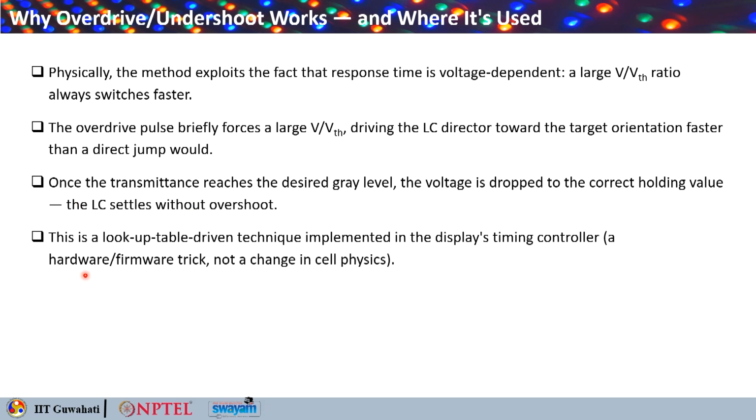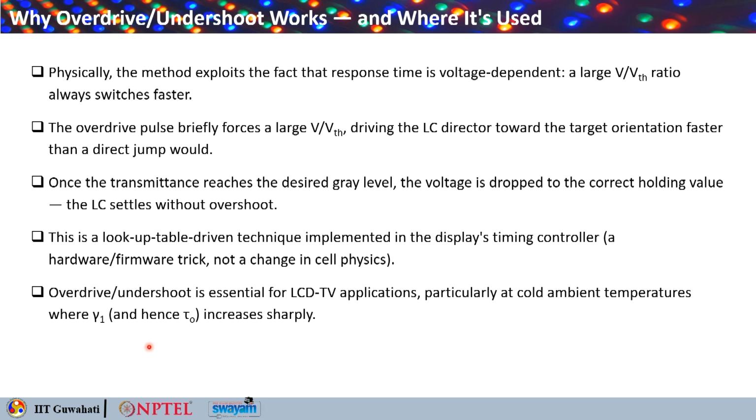This is a lookup table driven technique that is implemented in the display's timing controller. So this is basically a hardware or firmware trick, and there is no change in the cell physics required. Overdrive and undershoot are essential for LCD TV applications, particularly at cold ambient temperatures where gamma 1 increases, and because of that your tau naught increases sharply.